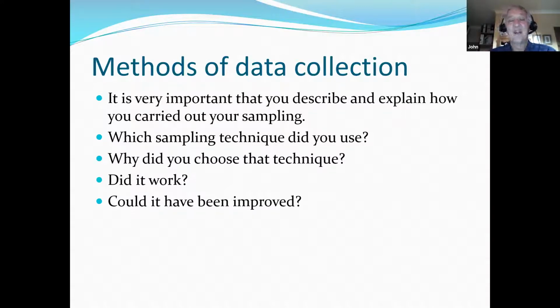Think about this. Your sampling probably won't be perfect, but make it as best as you can and explain why you chose what you did, and then explain how well it worked and could it have been improved. And if you could say it could have been improved, fine. It doesn't have to be perfect. You're not expected to be perfect, but you're expected to be able to criticize it and say how and why it was imperfect, and how and why it could have been improved. That gains you marks. And as I say, we're on about gaining marks all the time.